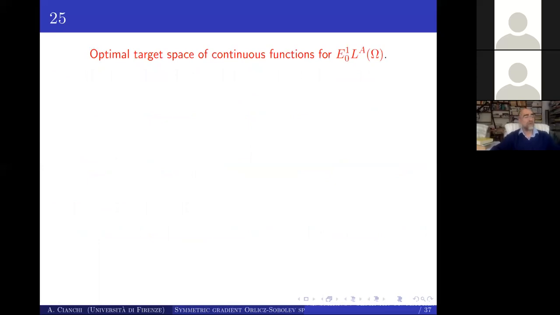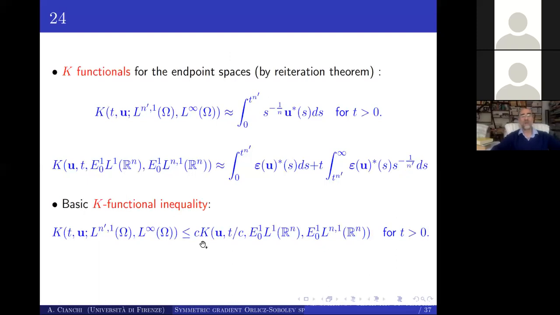Good. Excuse me, what is C here? C is some constant which depends on dimension, basically. So it is the only dimensional constant. Yes, yes, it is dimensional. Okay. Because here the spaces are just L infinity, and so for this one it's just dimensional. Yes.